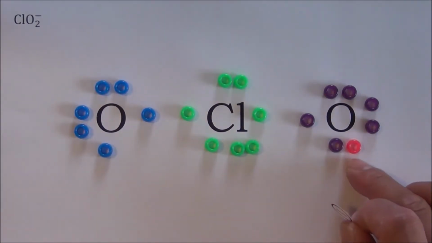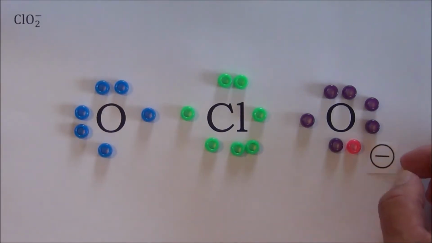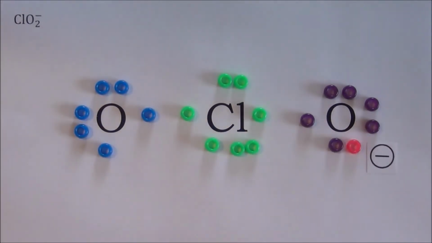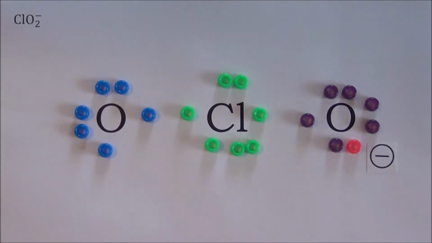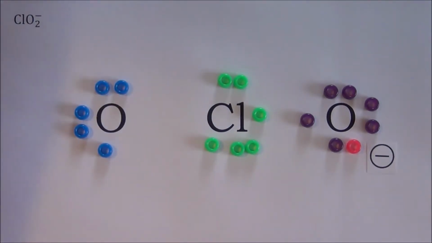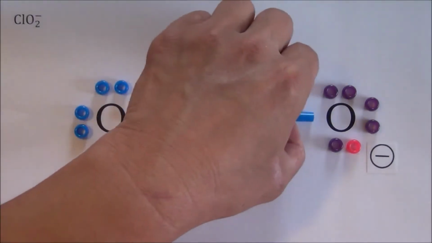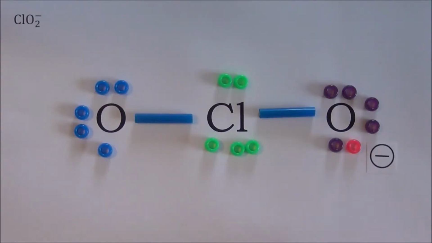Every time when you place one additional electron to an atom, you put a -1 formal charge next to the atom. The next step is to replace the shared electrons between the 2 atoms with a stick, which is a single bond in the Lewis structure. Then, what we need to do next is to make sure every atom has an octet or extended octet.